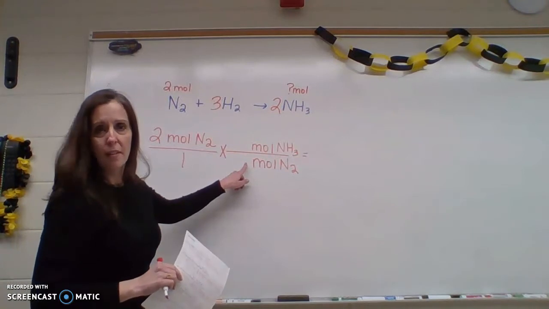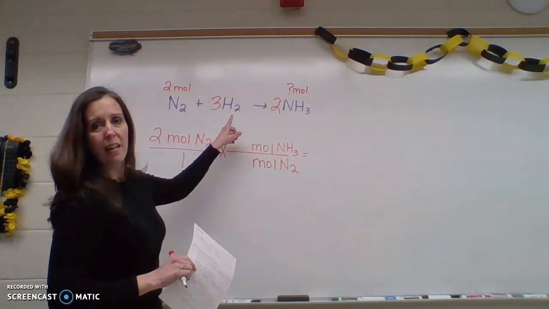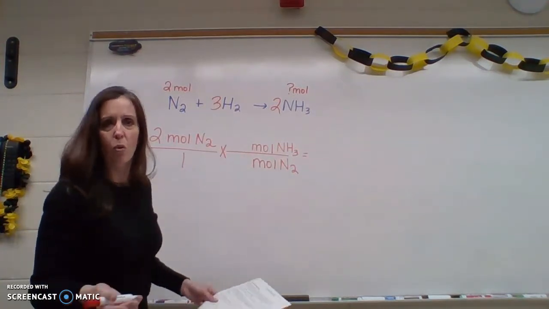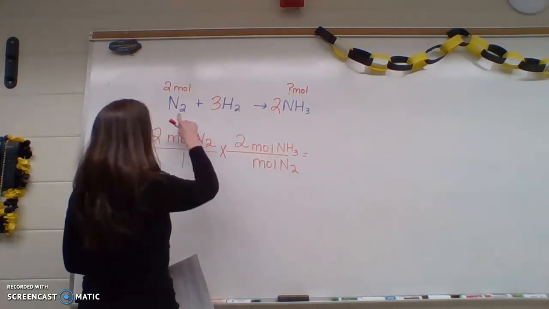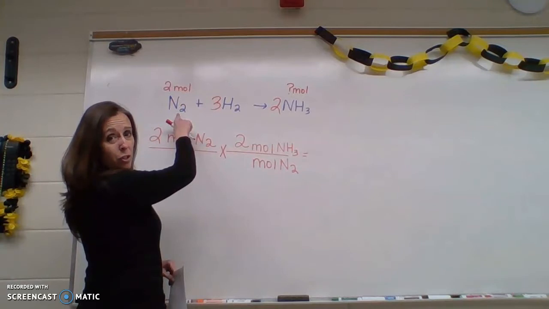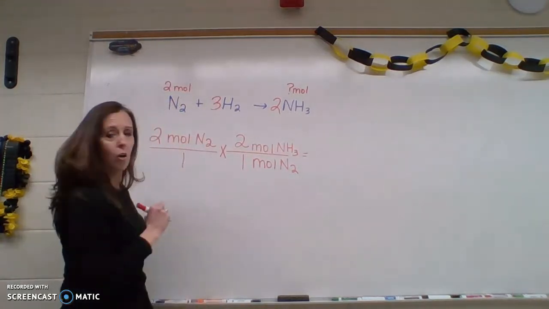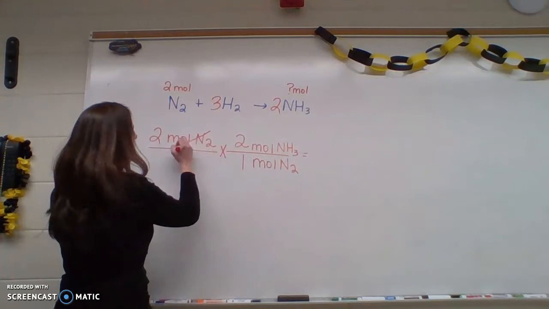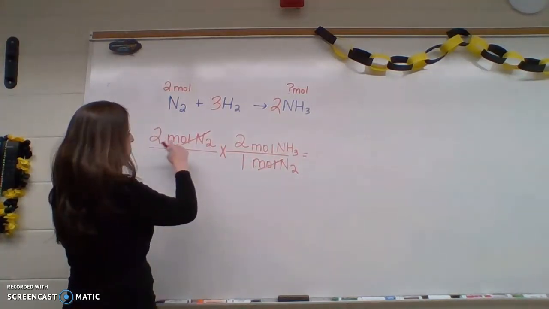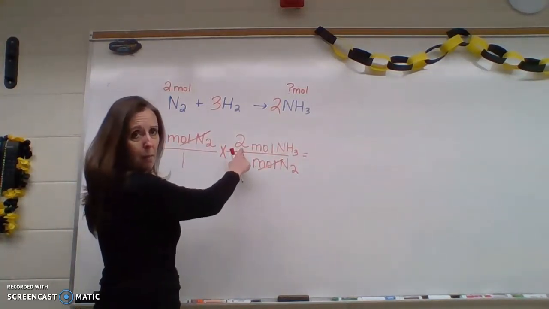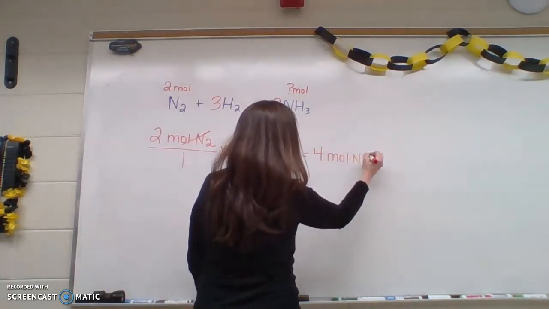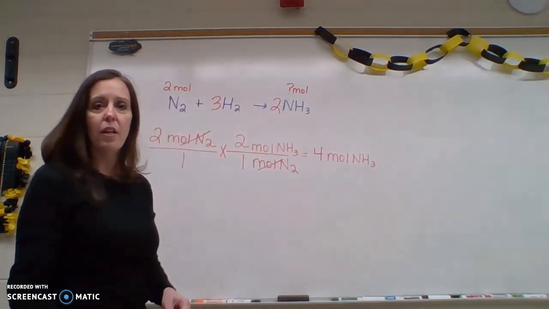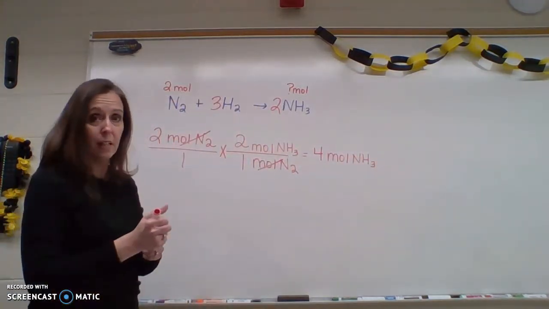Now, anytime you have a conversion that's moles over moles, you use the numbers in the balanced equation. That's why we had to balance the equation first. So in front of NH3, there's a 2. And in front of N2, there's nothing. And when there's nothing, we just assume that that's a 1. This cancels out, and I basically end up with 2 times 2, because I multiply across, 4 moles NH3. That's how easy stoichiometry is.